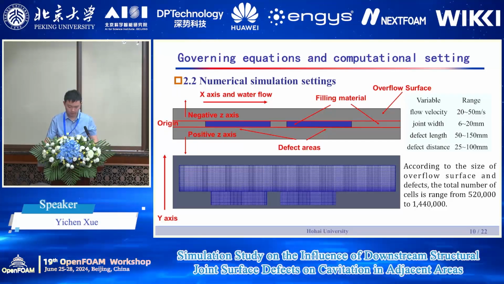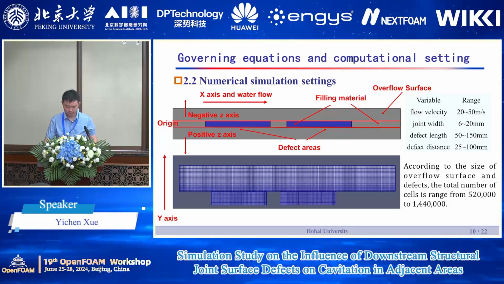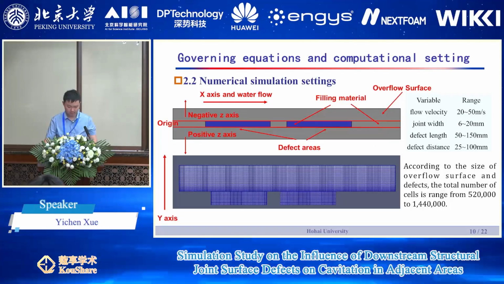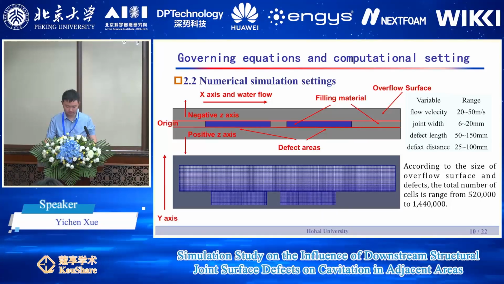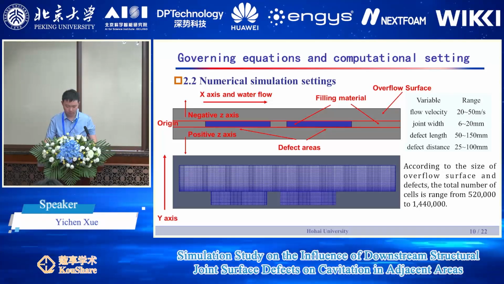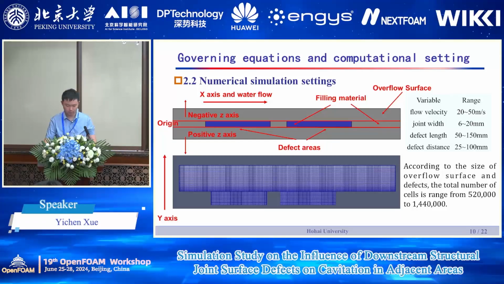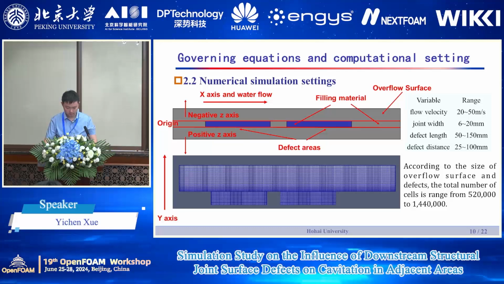The computational domain is the transverse joint on the overflow surface. Based on engineering experience, damage to transverse joint filling material often occurs discontinuously. So in this study, we assume there are 2 defects on a single transverse joint separated by a certain distance, and the water flows from left to right, with the area displayed in blue. In the above figure are the structural joint defects.